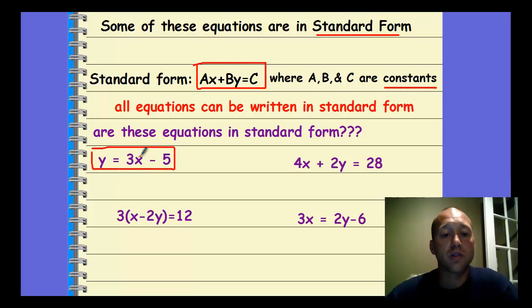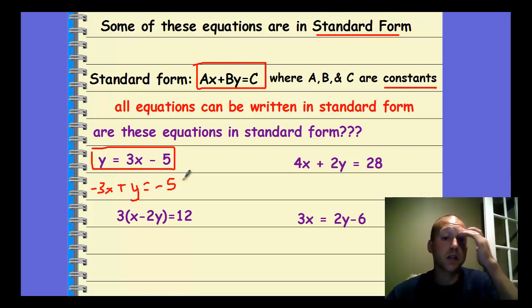It's actually in slope-intercept form. To put it in standard, I could subtract 3x from both sides to get x and y on the same side, and now that is in standard form. And our a value is negative 3, our b value would be 1, our c value is negative 5.